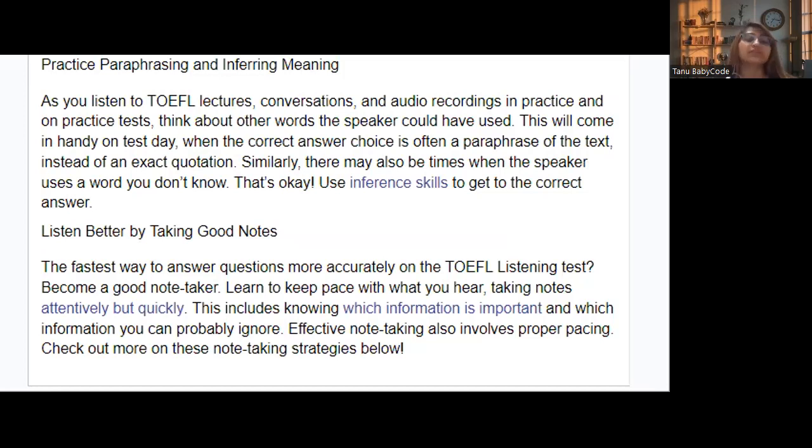Listen better by taking good notes. The fast way to answer questions accurately in the listening test is to become a good note taker. Learn to keep pace with what you hear, take notes attentively but quickly, look for information which is important, and ignore what is not required, right? Effective note taking will help you with the proper speed and note-making strategy.